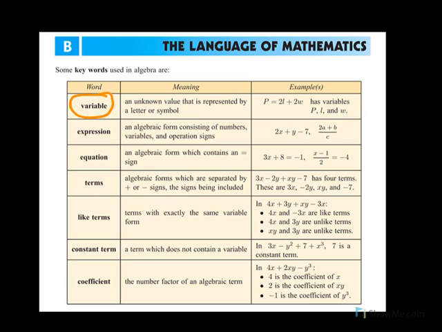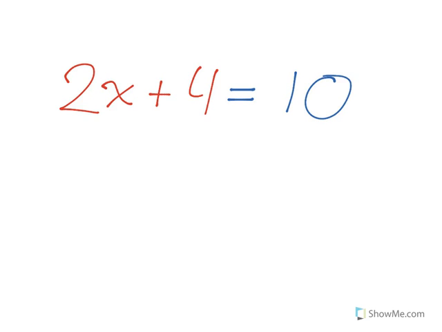The second term is expression. An expression is an algebraic form consisting of numbers. Here are some examples. If you notice, there are no equal signs. It is an expression. It is just a statement. For example, 2x plus 4 is an expression. It is not an equation. To make it an equation, you would have to put an equal sign and a number. Now that is an equation.